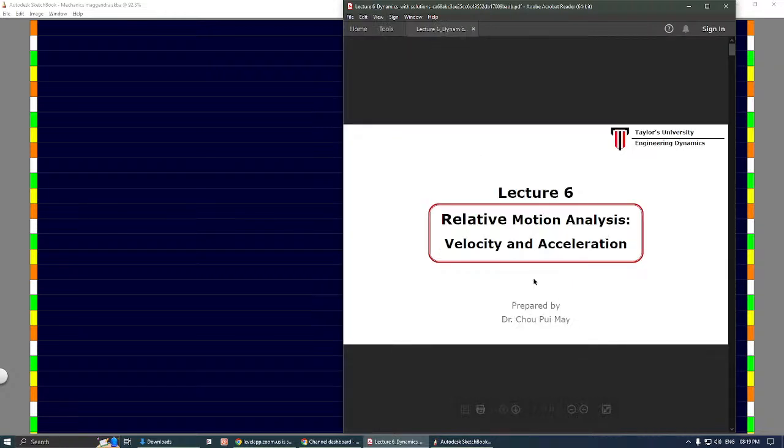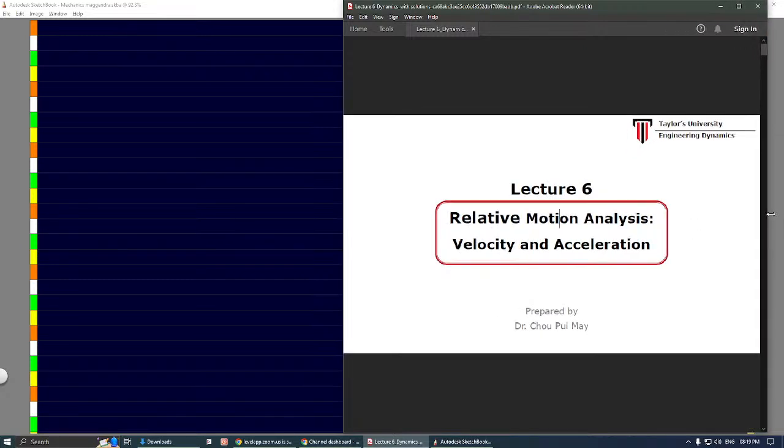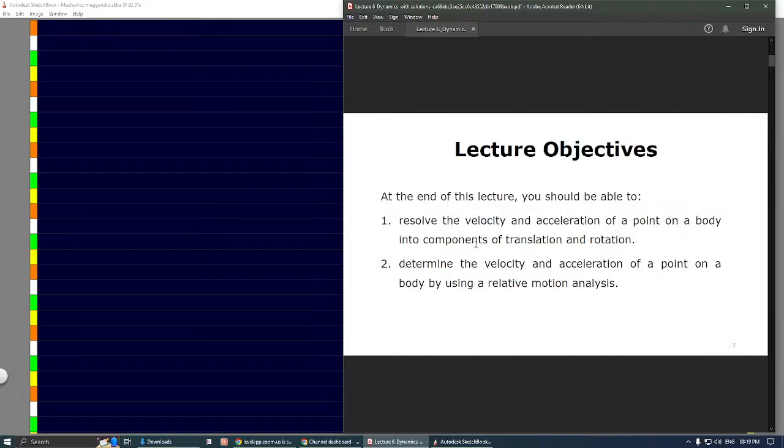Relative motion analysis, velocity and acceleration, right? At the end of this lecture, you should be able to resolve the velocity and acceleration of a point on a body into the components of translation and rotation. Translation means linear velocity and linear acceleration, and linear acceleration again has two components, that is normal and tangential. Then for rotation, you have angular velocity and angular acceleration.